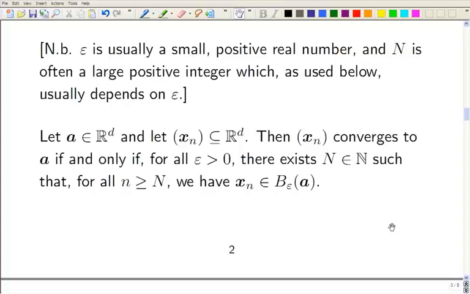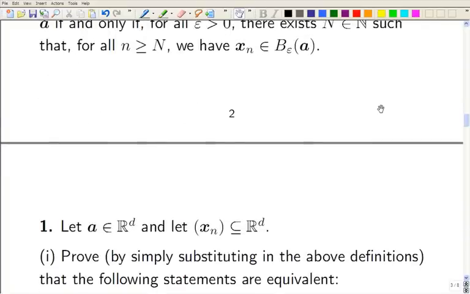So here is the epsilon-N definition of convergence in R^d. The sequence x_n converges to the point a. That means that for all epsilon greater than 0, there is a capital N, a natural number, so that all the terms from then onwards lie in the open ball centered on a, radius epsilon. That is the standard definition of convergence of a sequence in R^d. So you're supposed to use those two definitions, and you're going to be substituting them in a moment.